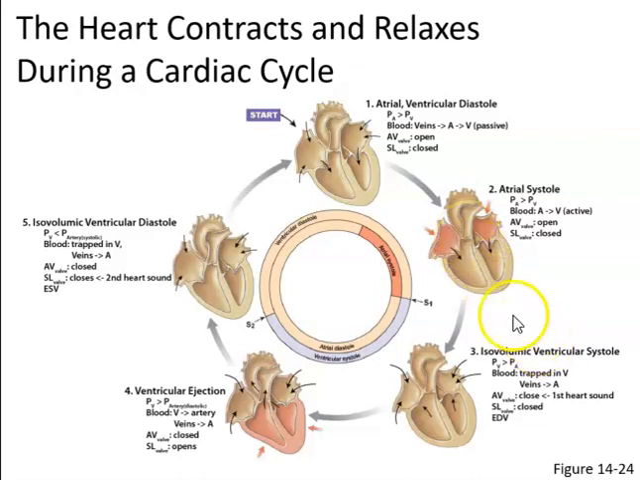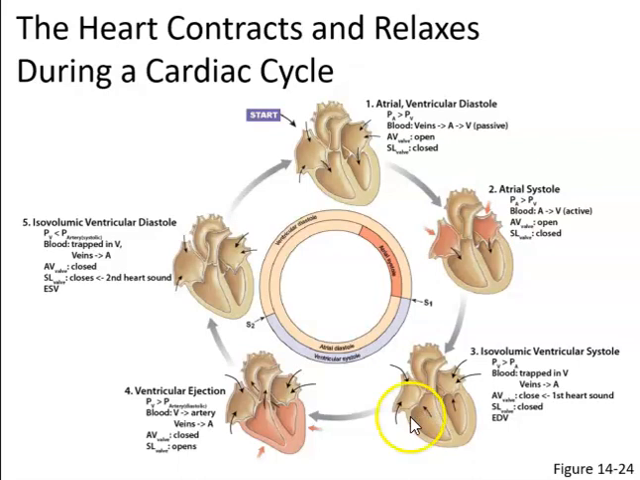Now, the next phase is isovolumic ventricular systole. The pressure in the ventricles at this point is greater than the pressure in the atria. Because the pressure in the ventricles is greater, the atrioventricular valves will now close, producing that first heart sound, the lub in the lub-dub. Now, during this phase, blood is trapped in the ventricles, and we're basically generating pressure so that we can get to the next phase in the cardiac cycle.